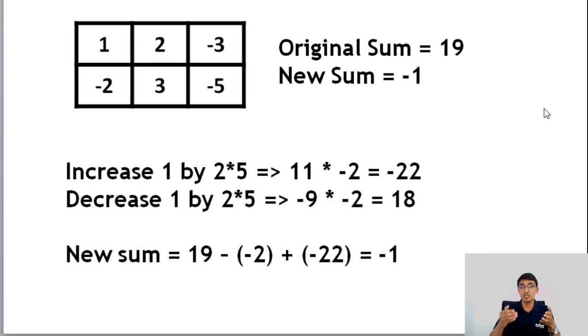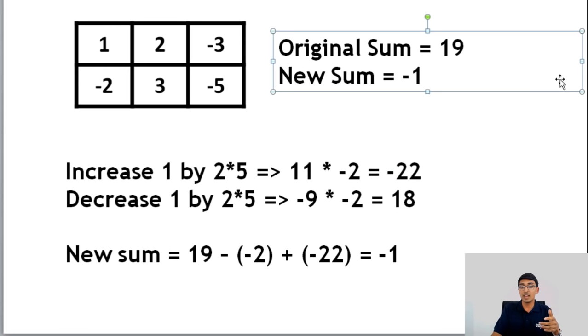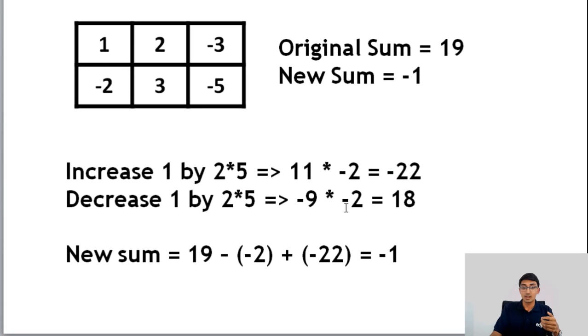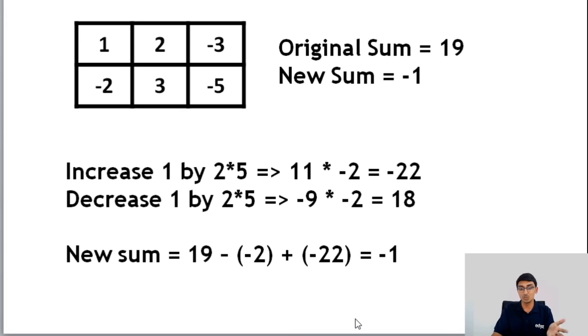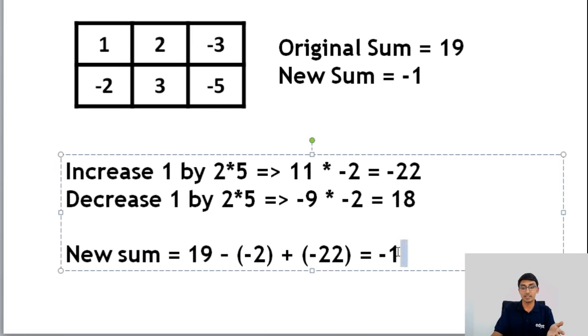That -22 is going to reduce our overall sum, which is the goal. So if we increase it by 10 and choose this, we will have -22 over here. Now, in the new array, if we increase it by 10, we have to remove the previous sum. The previous sum was 1 into -2. So we removed the previous sum and we added the new sum, which is -22. So that will be 19 minus -2, which is 19 plus 2, which is 21, minus 22, which is -1.